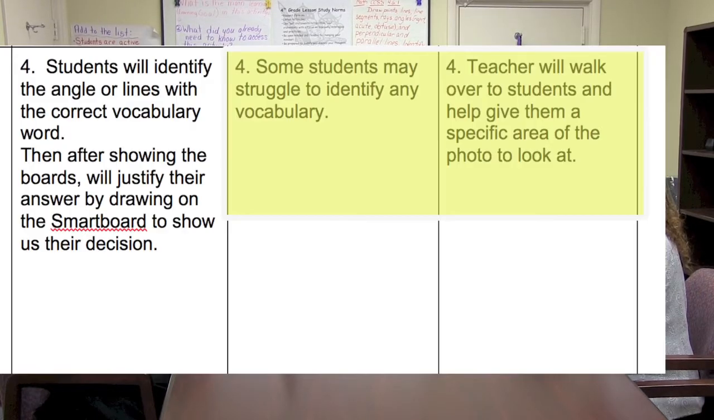Well, some students might struggle to identify vocabulary. What step do you see that in, Christine? Step 3.